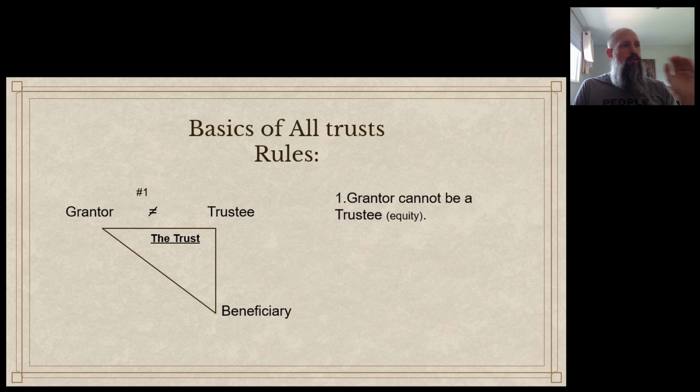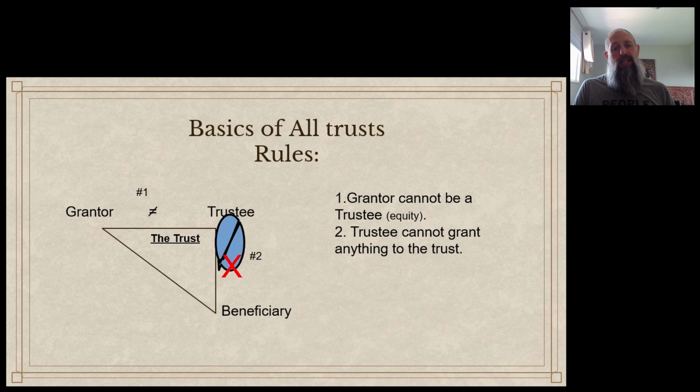Okay, so those are the parties. Here are some basic rules. Grantor cannot be the trustee. They can't be related to the trustee. They can't live in the same house. All right. The trust, well, it's kind of an awful picture. It's supposed to be an arrow. But a trustee cannot grant anything into the trust. Okay, because then they would act as grantor. And if the trustee acts as grantor, then the protection of the trust is gone.